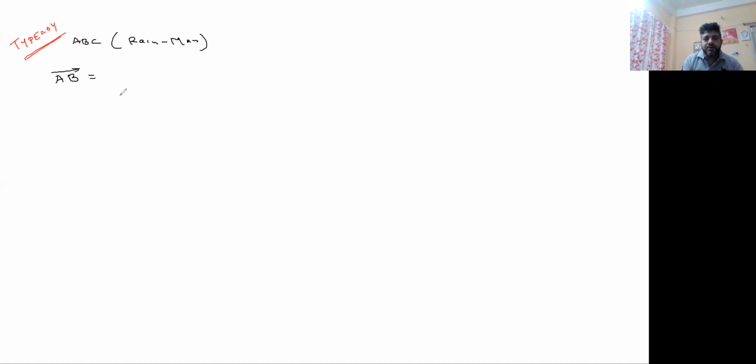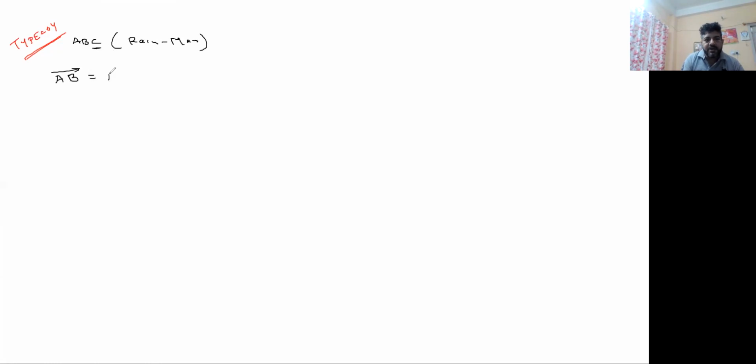Type 4 of projectile relative velocity is called the ABC method. What do you mean by ABC method? It means anybody can do this, that's why it's called the ABC method. Although you can have different names like the rain umbrella method, or this type of question you can find as a rain-man problem.